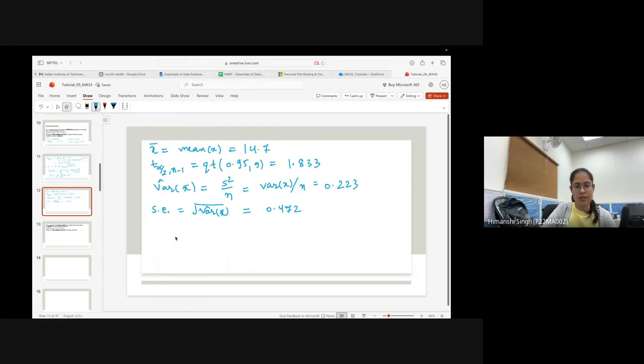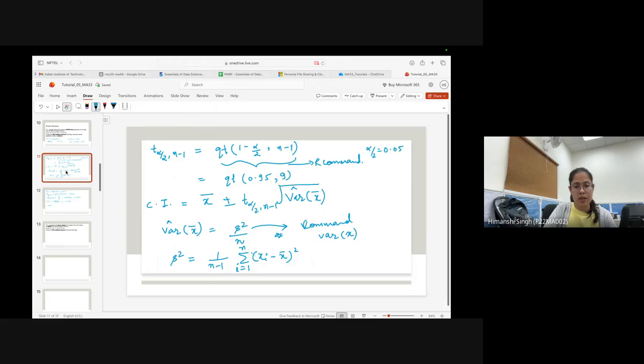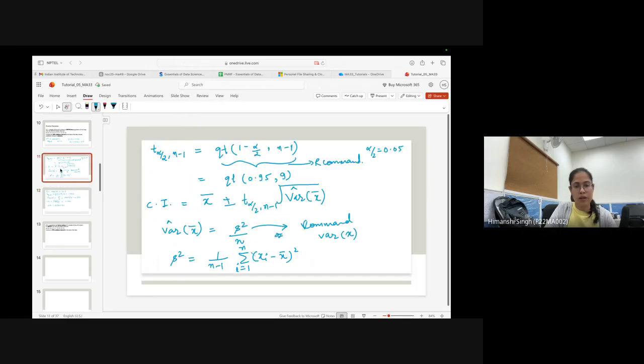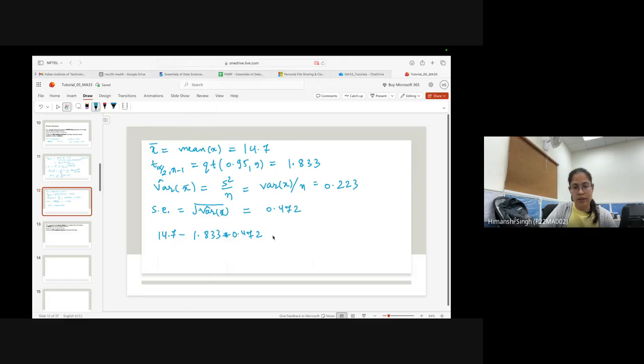So the confidence interval will be x bar, that is 14.7, minus t alpha by 2, this quantity 1.833, multiplied by 0.472. Okay. And on the right hand side, this is 14.7 plus 1.833 into 0.472. Okay, so this will be the confidence interval.